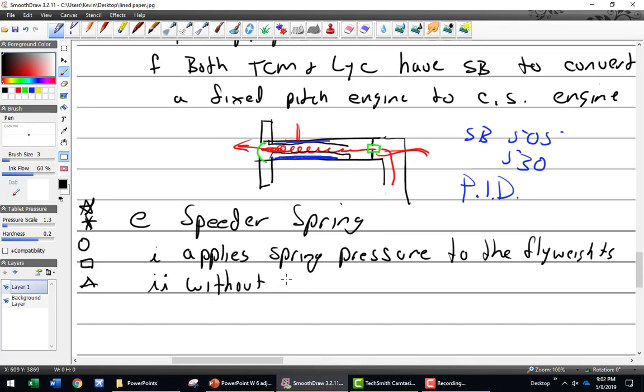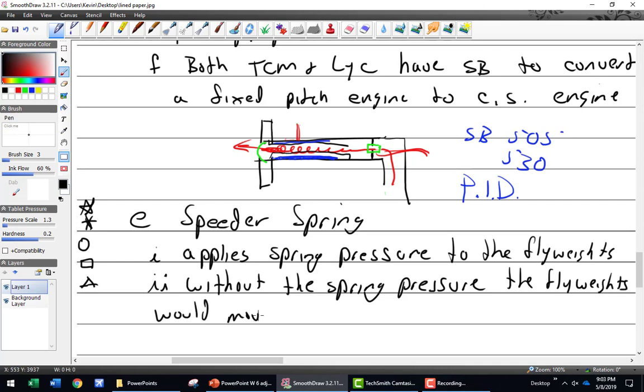All right, without the spring pressure, the flyweights would move out. And that's what position? Overspeed. What was I going to say? Move out and lift the pilot valve.